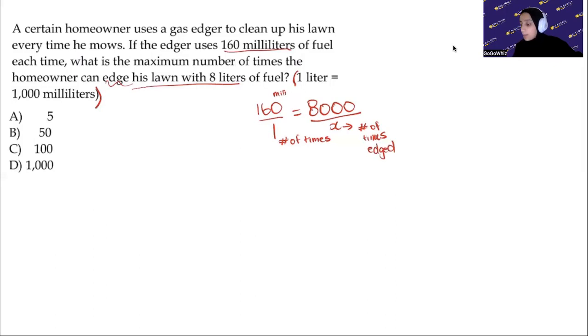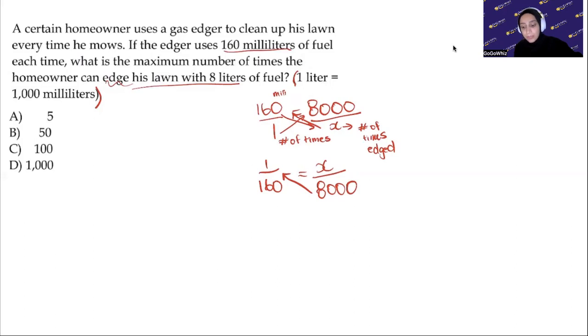Remember last time when we were doing something like this and I had to cross multiply and then bring things down, up and up. And then we said, you know what, I can do something that's much easier, where instead of that, I can reciprocate both sides. So I can say 1 over 160. So 1 time over 160 milliliters is equal to how many times over 8,000 milliliters, right? So then in this case, if I wanted to isolate for x, that number of times, instead of divide by 8,000, I multiply both sides by 8,000.